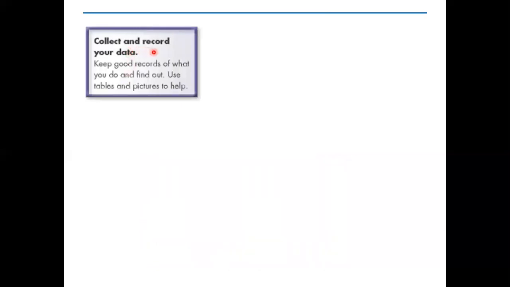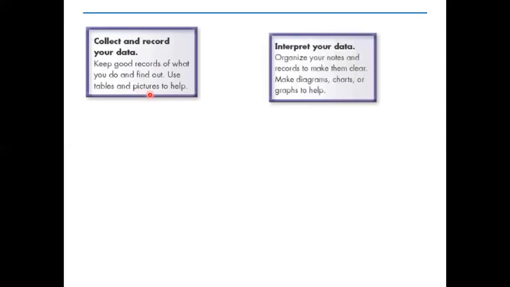Now, collect and record your data. Keep good records of what you do and find out. You can use tables and pictures to help you. Interpret your data: organize your notes and records to make them clear. You can make diagrams, charts, or graphs to help you.